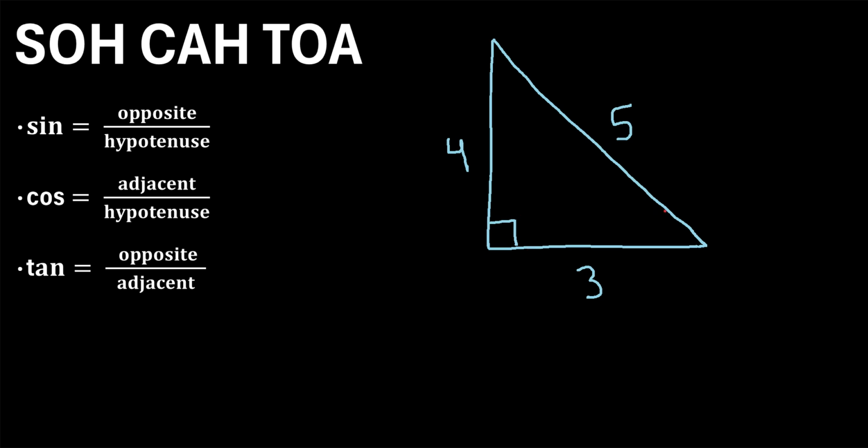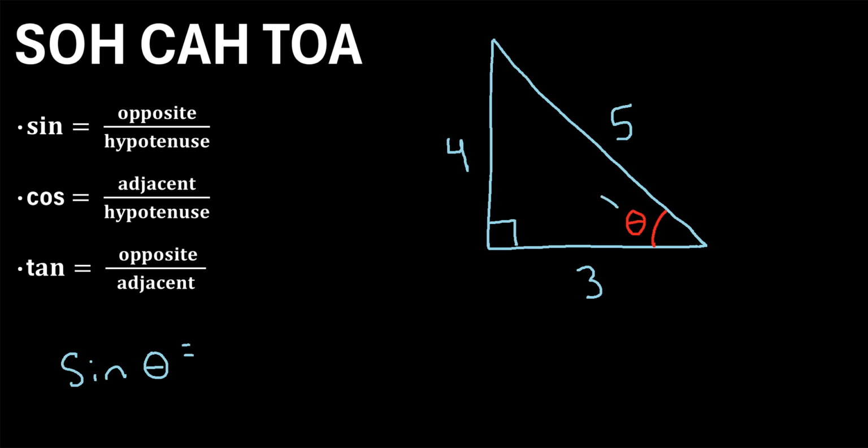Let's say that we want to find the sine of this angle right here. We'll call it theta. How can we find the sine of theta? Well, according to the acronym SOH CAH TOA, to calculate the sine, we need to take the length of the opposite side divided by the length of the hypotenuse, which I've also written right here. So the sine of theta is calculated as the opposite side.